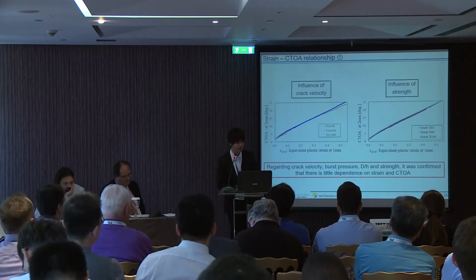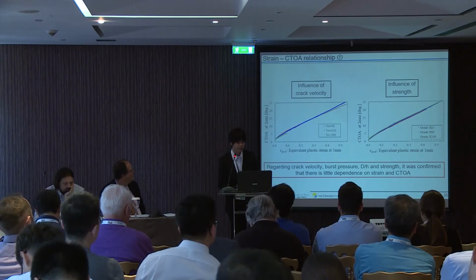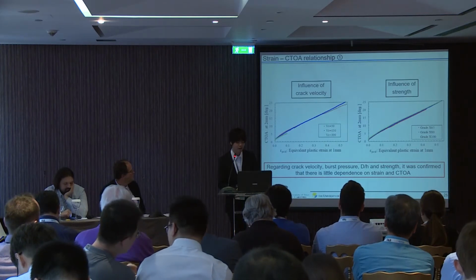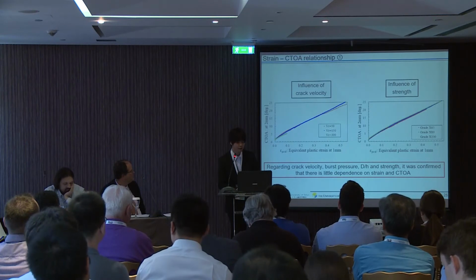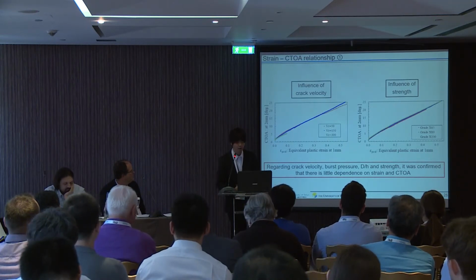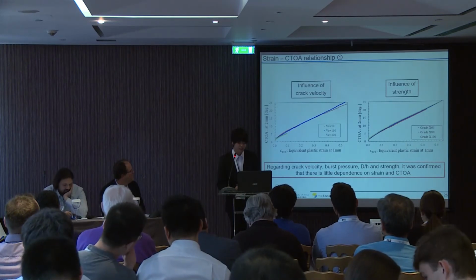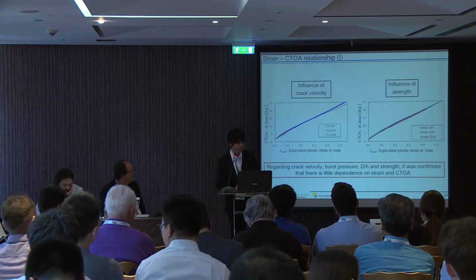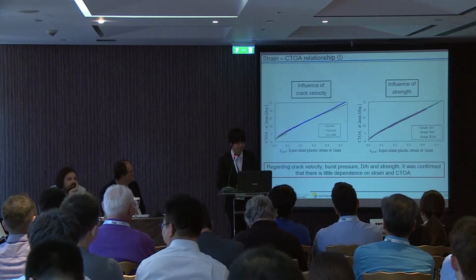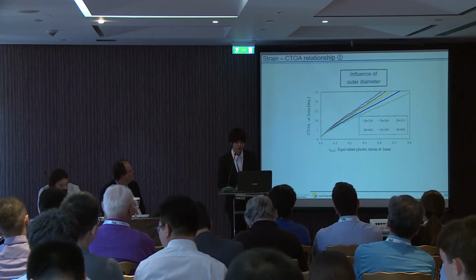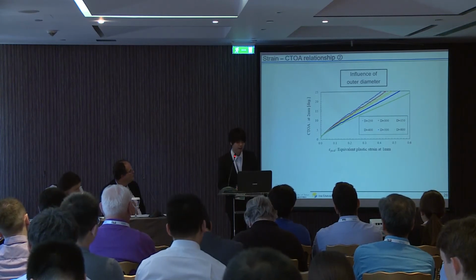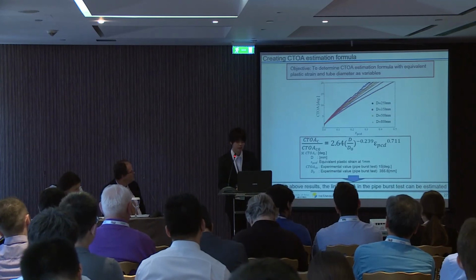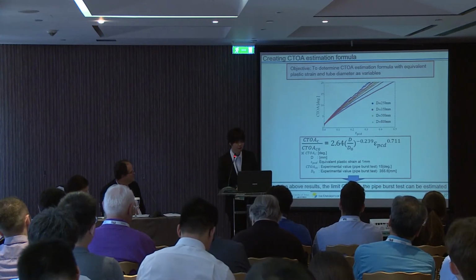I'll introduce some of the results. Shown here are graphs of the influence of crack velocity and strength. The horizontal axis shows the equivalent plastic strain, and the vertical axis shows the CTOA 2 mm behind the crack tip. From these results, it was confirmed that there was no dependence on crack velocity and strength. The same result was obtained for D by H and design factor. On the other hand, dependence was confirmed for the outer diameter. Therefore, a CTOA estimation formula with outer diameter and equivalent plastic strain as variables was determined by fitting.